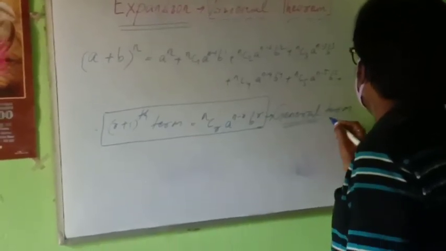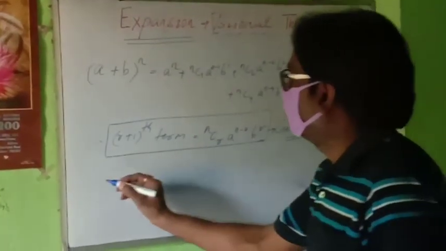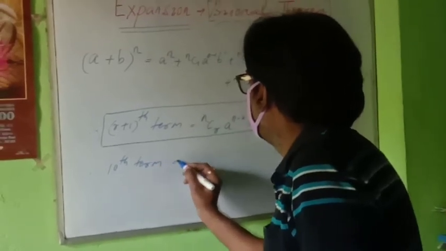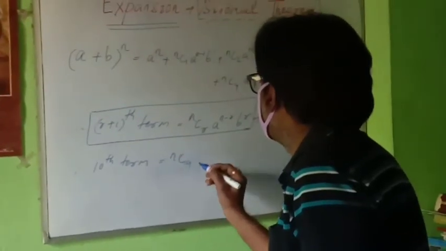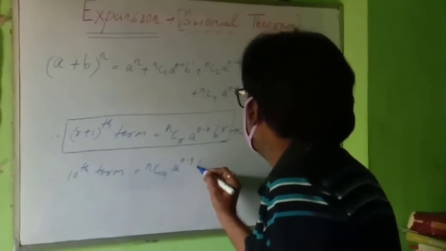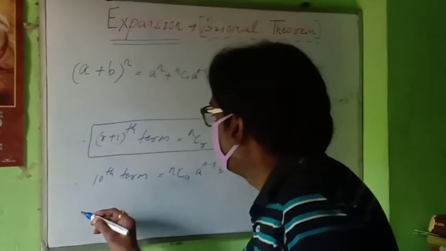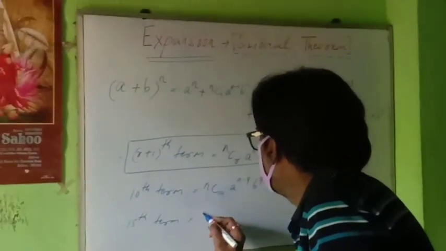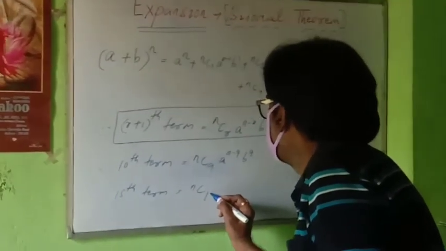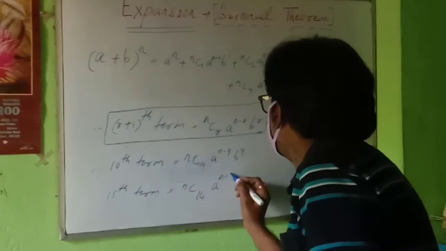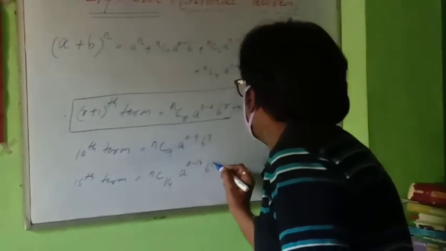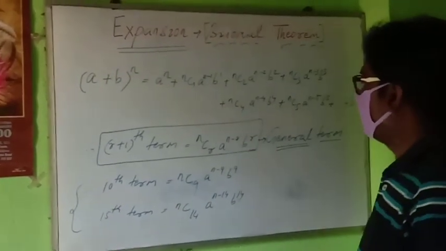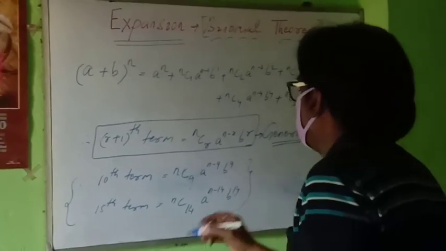Now, the second point. Suppose you have to find the 10th term. The 10th term will be nC9, a to the power n minus 9, b to the power 9. Suppose you have to find the 15th term. The 15th term will be nC14, a to the power n minus 14, b to the power 14. Okay, these are the two examples given. And what is nC? This is nCr.